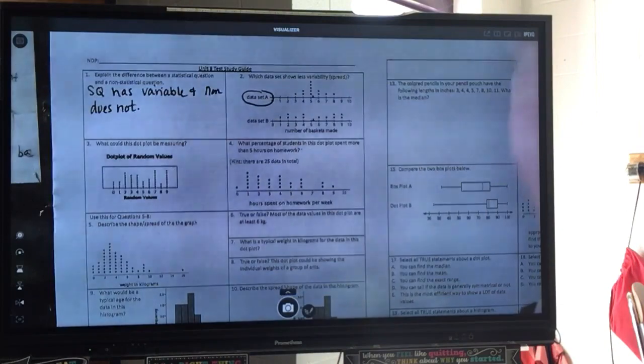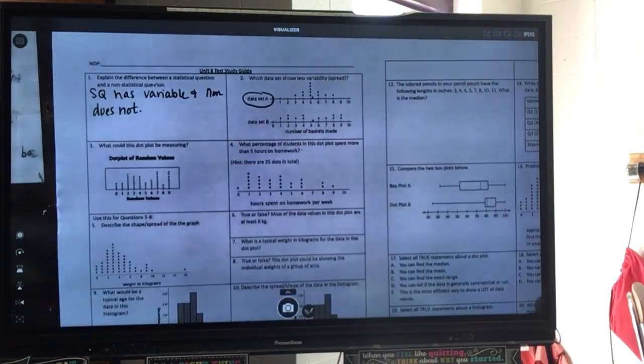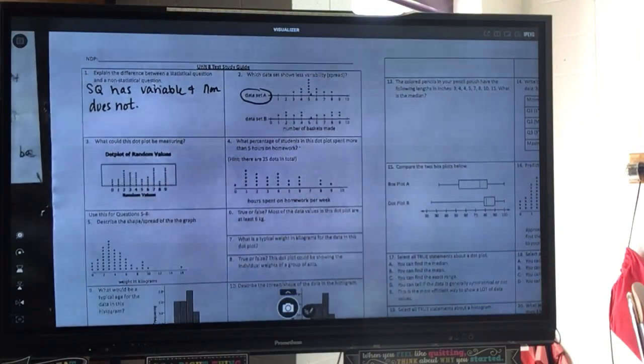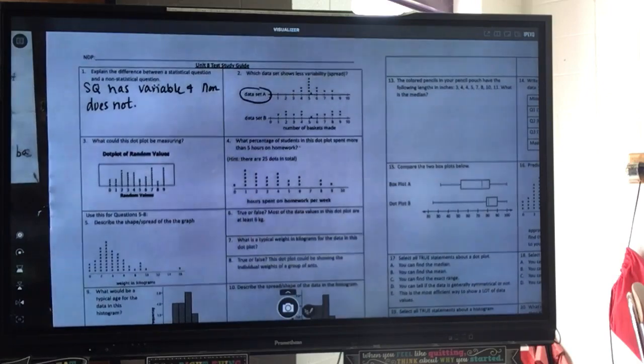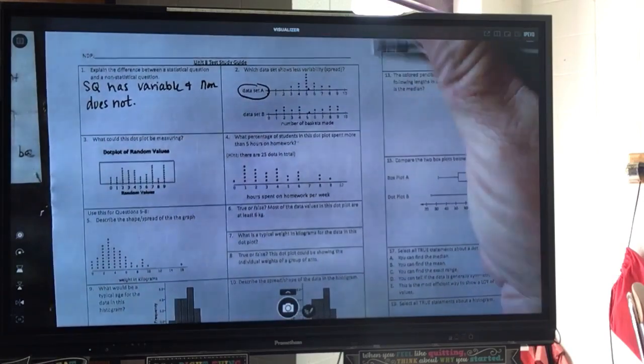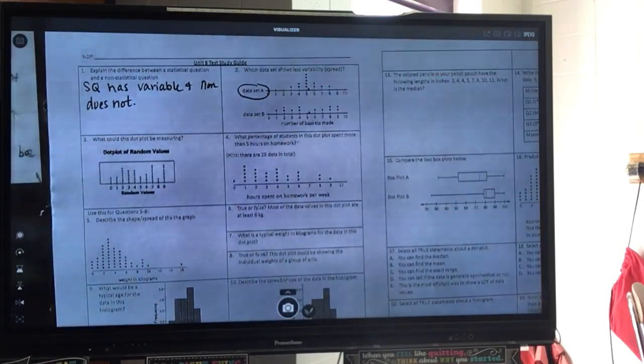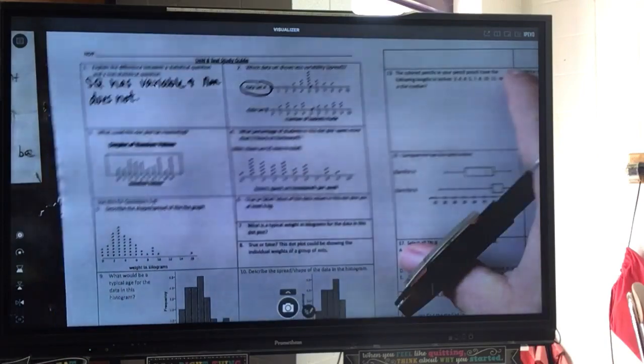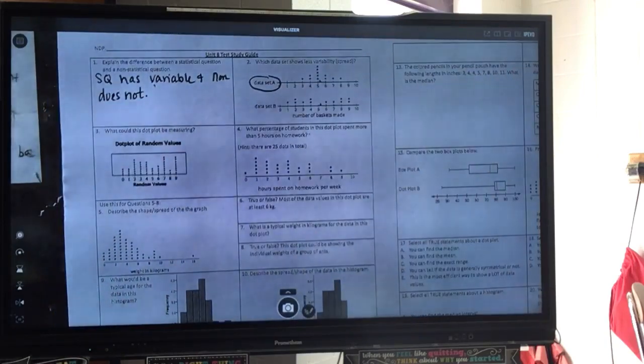Because it's closer together. It's not as spread out. The range is what? 8 minus 3, so 5. And then the other one is 9 minus 1, which is 8. Okay, so lots of different things to look at, but the biggest thing is that the data is clustered or close together. Alright, number 3, it says what could this dot plot be measuring?